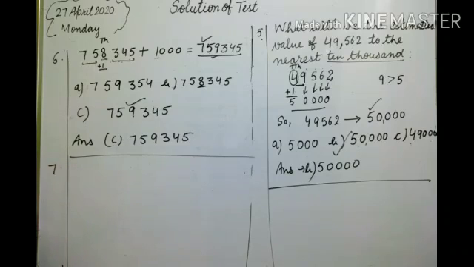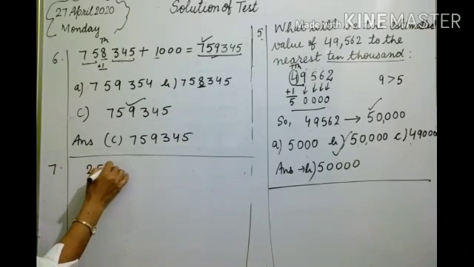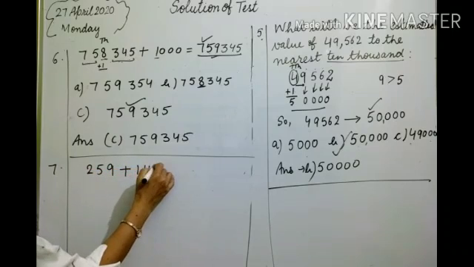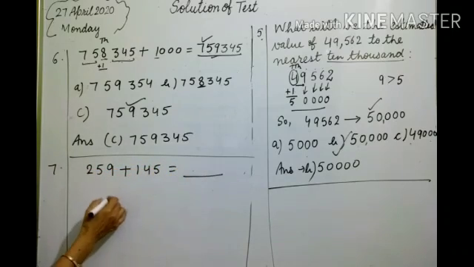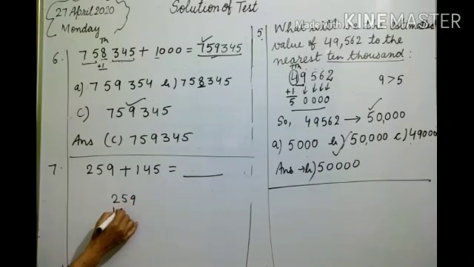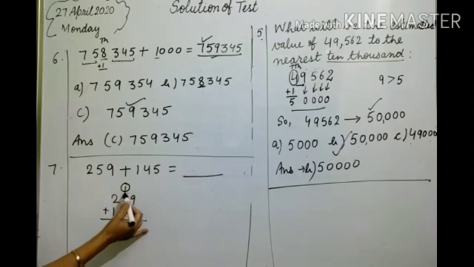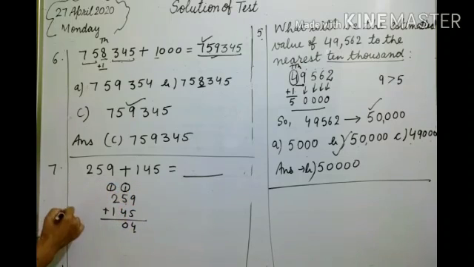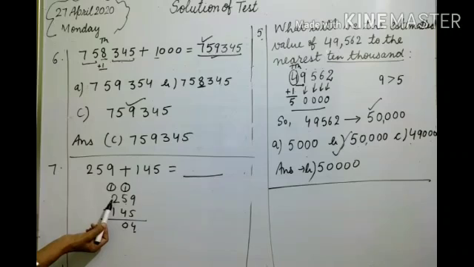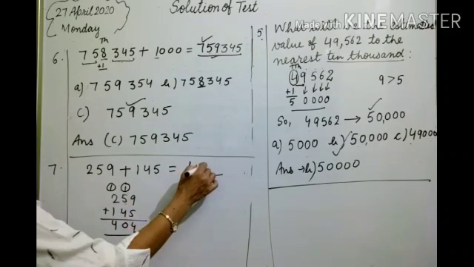Now question number 7. 259 plus 145. First, you arrange the numbers when the addition is not easy and find the answer. 9 plus 5, 14. 4 downside you will write, 1 will go carry. And these 3 numbers when we add, 1 plus 5, 6, 6 plus 4, 10. 1 will go carry in next place. 1 plus 2, 3, 3 plus 1, 4. So our answer is 404.